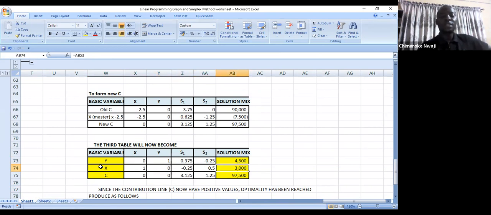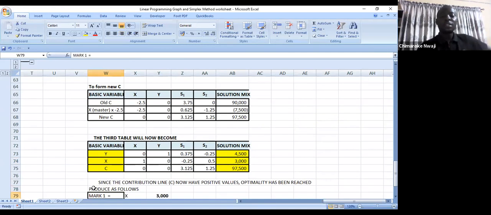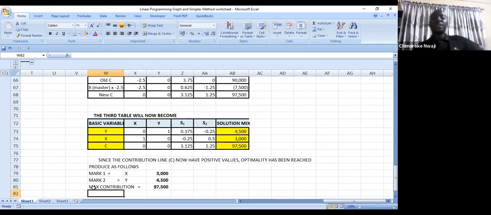Everything is now being captured here. Then your C is just this one that we're supposed to do here. The same thing, that's it. Have your C. Finish. Now, what happened? Since the contribution line now has a positive number, there is no negative number on that. So it means optimality has been reached.